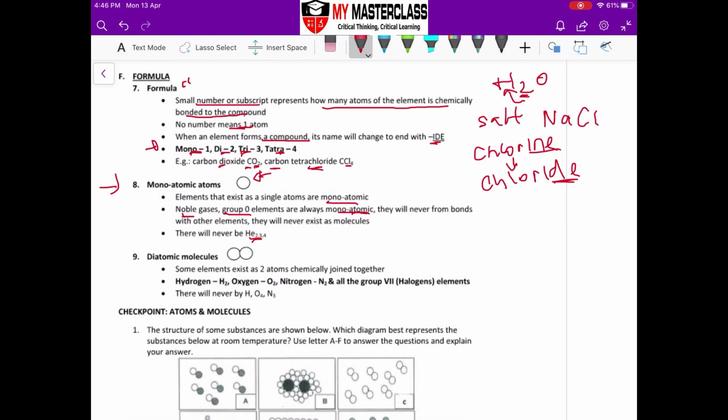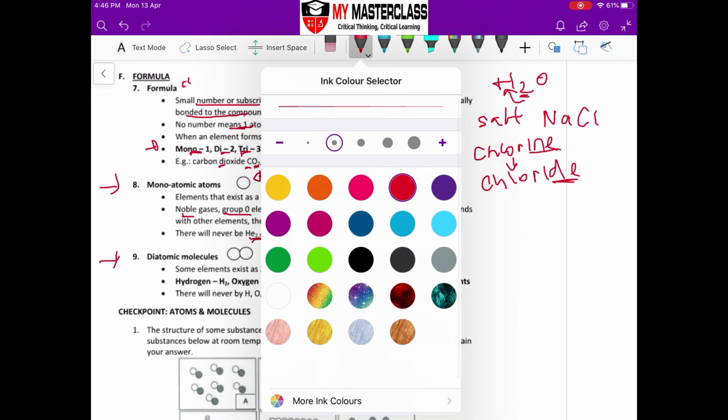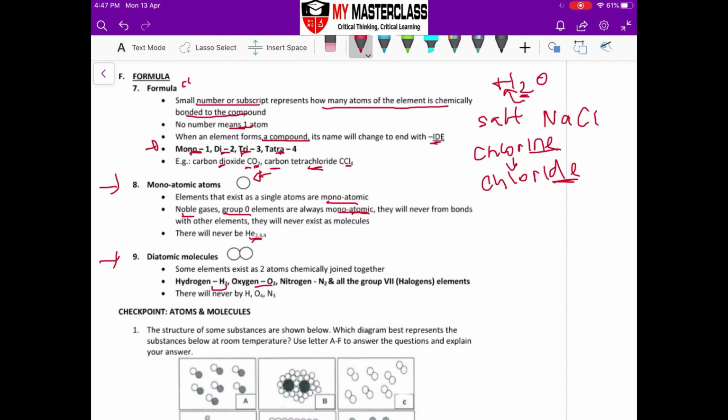Same thing, this is very important. We need to know which are the diatomic molecules of the elements in your periodic table. So you know your group 0 elements exist as single atoms. The other elements over here, for example, we have to know your hydrogen H2, oxygen O2, nitrogen N2. These are all common gases, and they all exist as 2 atoms. They will not exist as 1, they will not exist as 3, 4, 5. It will always be 2. That's why we call them diatomic.